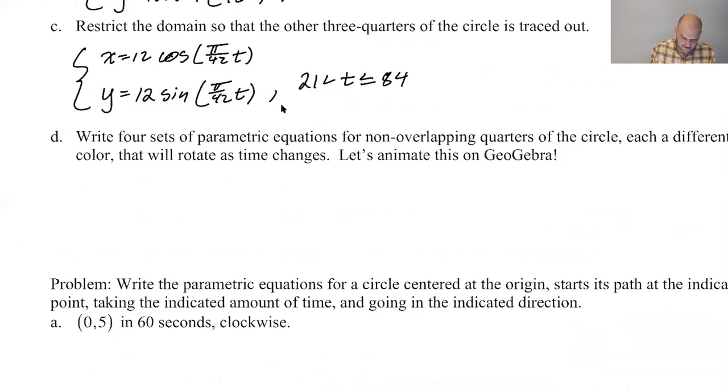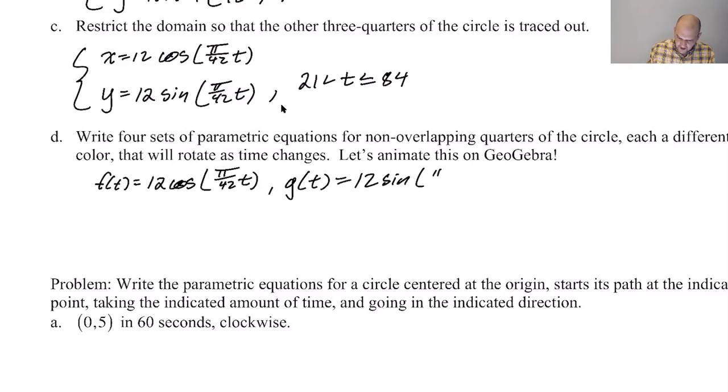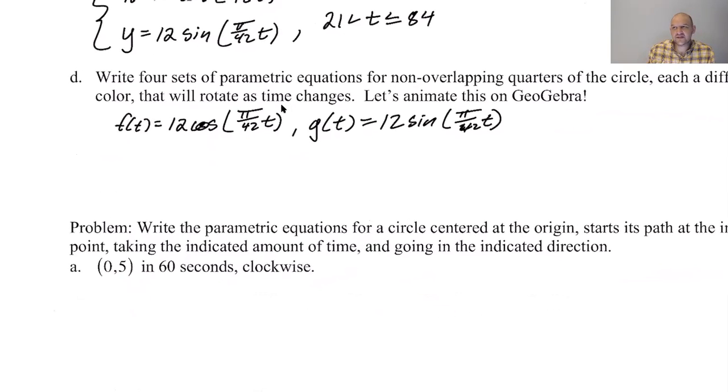I'm going to write this. I'm going to say f of t is 12 cosine of pi over 42 t, and that g of t is 12 sine of pi over 42 t. Okay, so why am I doing that? I'm doing that because I think this will make it easier. So I'm going to say x is f of t plus k, and y is f of t plus k.